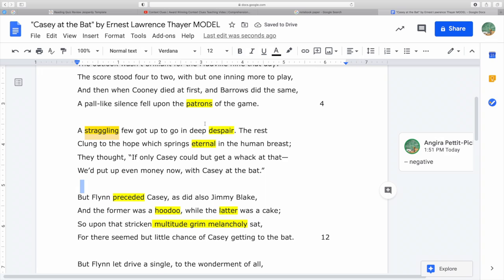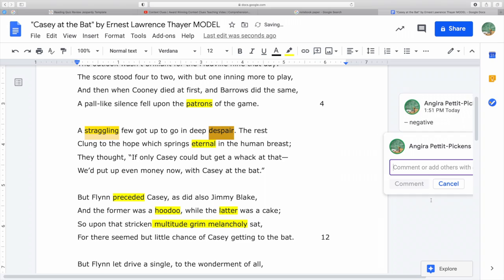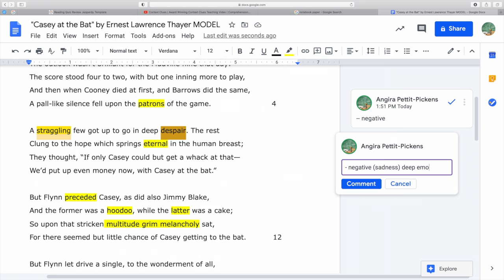Now, if I take a look at deep despair, if something's deep, right, and then I'm thinking straggling is negative, then despair must also be kind of negative. So I'm going to put negative. And I'm thinking it has something to do with sadness, because whatever emotion it is, it has to be deep. So a deep emotion. And the only thing I can think of that gets really, really deep is sadness.